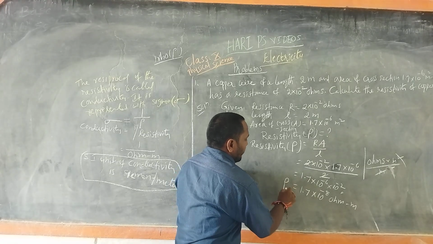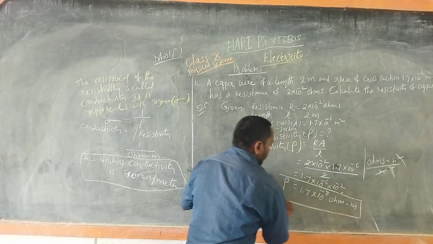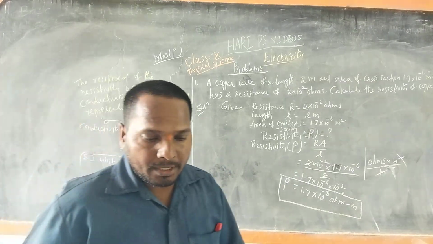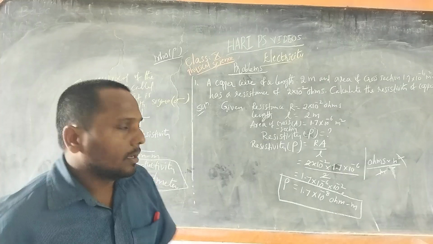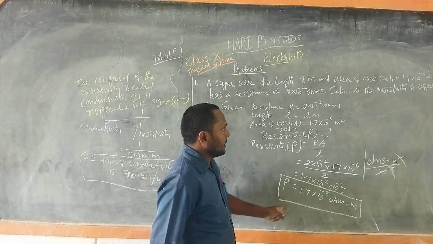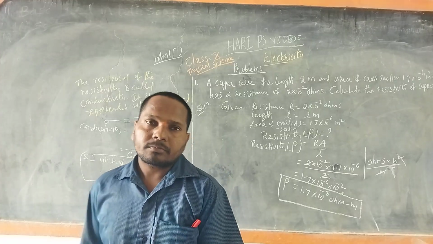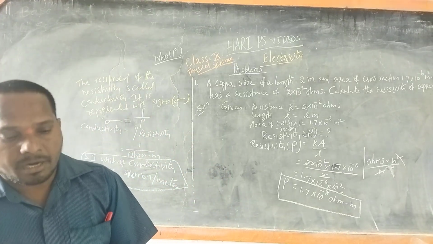So resistivity of copper is equal to 1.7 into 10 power minus 8 ohm meter. So in this problem we calculated the resistivity of copper.